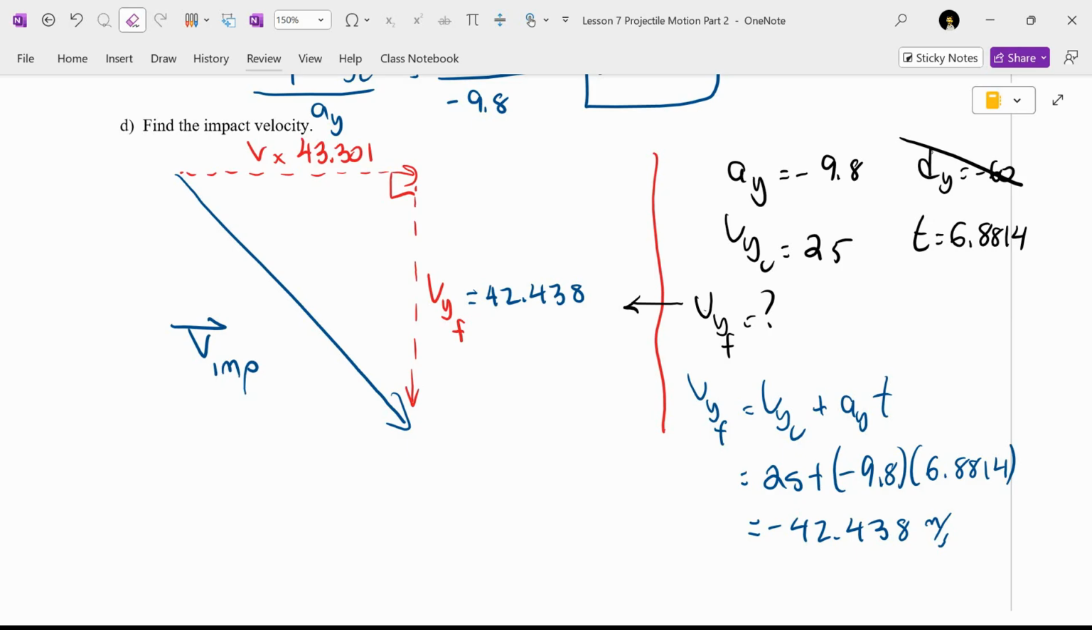Now I've done most of the hard work. How could I find the magnitude of the impact velocity? Starts with letter P. Pythagoras. And then where am I going to put theta? Top left or bottom right? Where is the impact velocity coming from? So theta is going to go here.